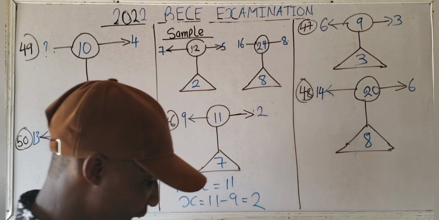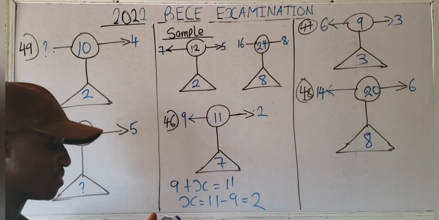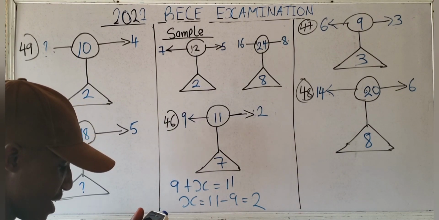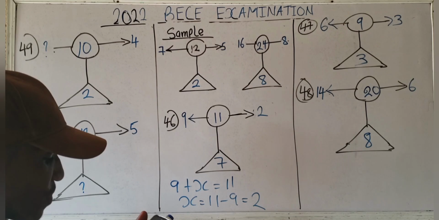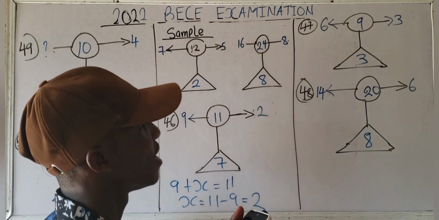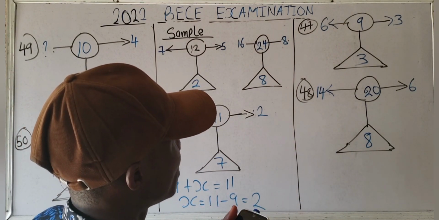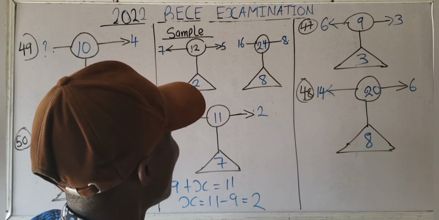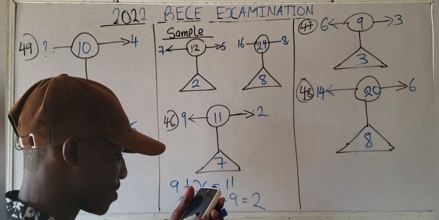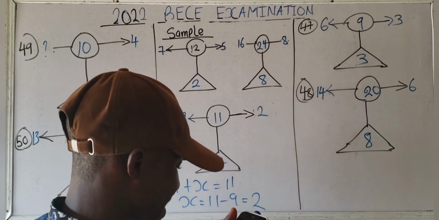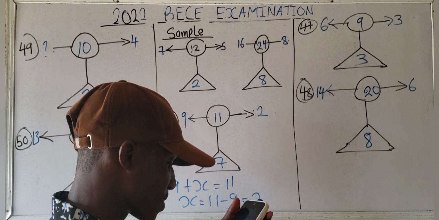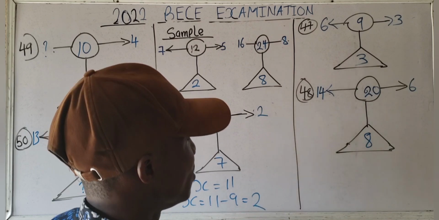Oh, sorry, I'm not telling you the correct option. For question 46, the correct option is 2. That is option C. For question 47, the correct option is 3. That is option A. Now, for question 48, the correct option there is 20. That is option B. You understand?